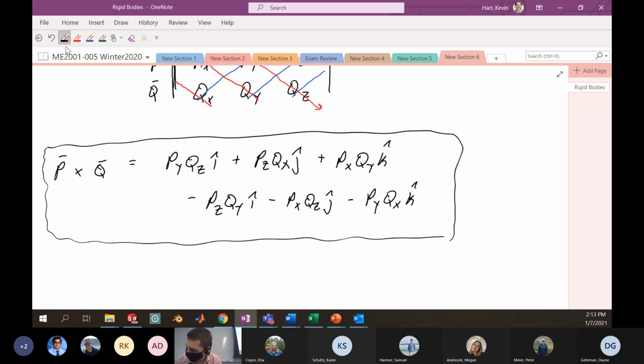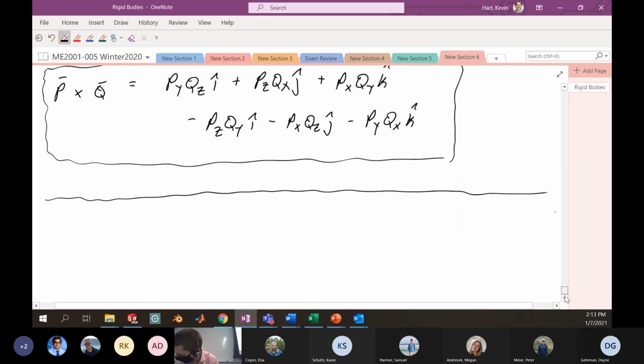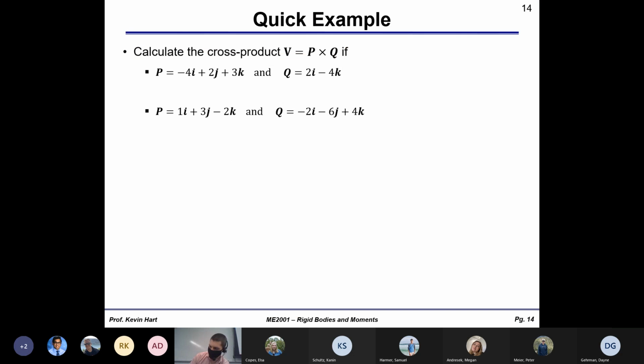So let's do a quick example right now where we put in some numbers and actually calculate what some cross products might be of some typical vectors. This is not in your note handout, but I'm going to include it here. Let's do a quick example. Two different examples with four vectors here.